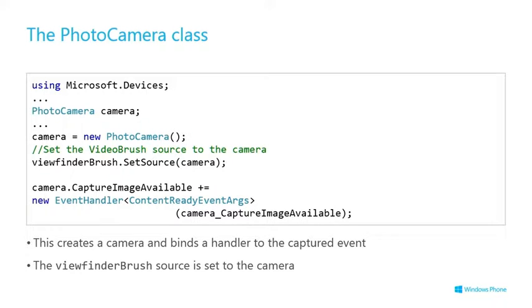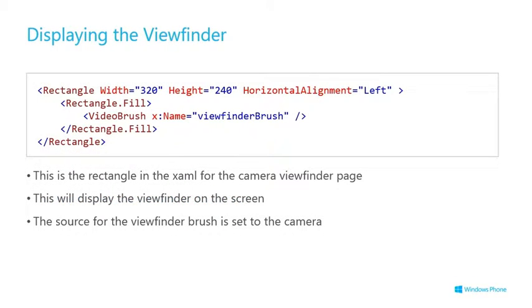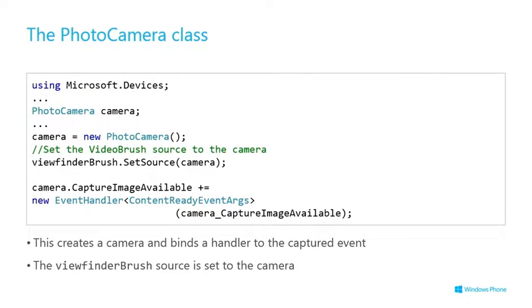I'm just going to switch to the next slide for a minute and then come back to this. So this is your XAML. Here we've got a rectangle, and we are filling that rectangle with a video brush object. That video brush has the name of viewfinderBrush. And that's what we're calling the viewfinderBrush.SetSource method on. All you need to do is point it at that PhotoCamera instance, and hey presto, you've got a real-time viewfinder. If you want to capture images, you can hook the CaptureImageAvailable event. That's what that last line of code is doing.